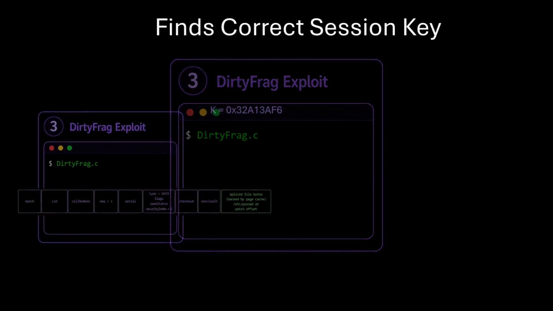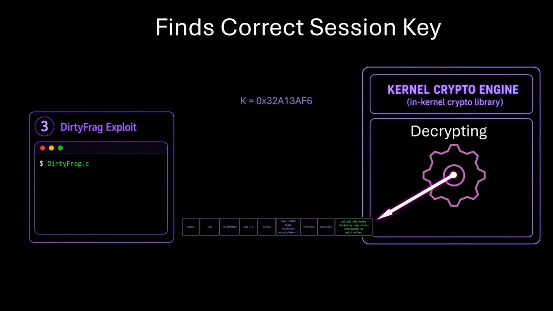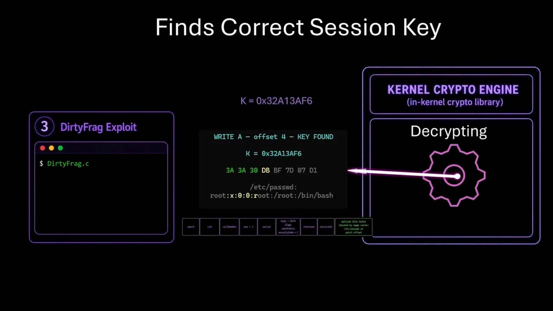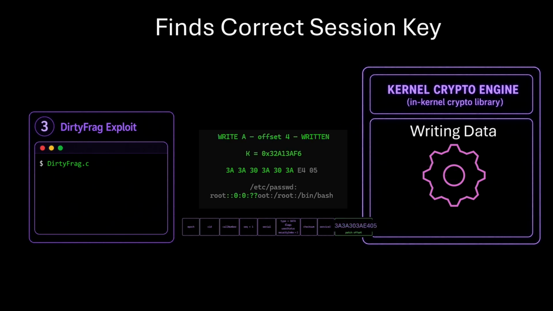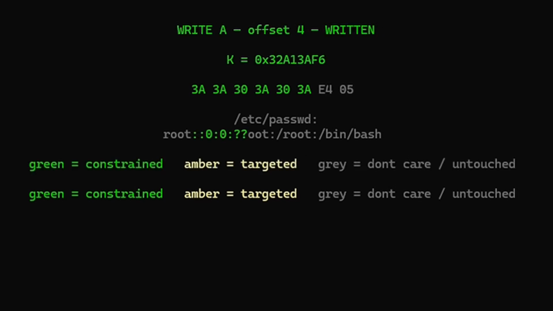Once the right key is found, it's planted directly into the kernel keyring. The kernel will now use that exact key when processing the incoming packet. This happens 3 times across overlapping offsets to ensure the full target region of /etc/passwd is reshaped correctly, removing the root password entirely.